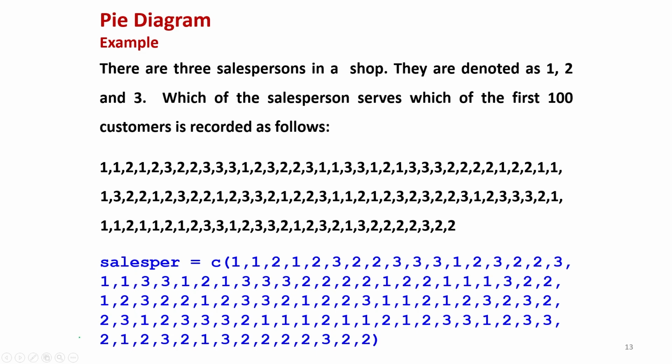So now let me take the same example that I took in the case of bar plot, that there are 3 salespersons in a shop which are indicated by 1, 2 and 3, and there are 100 customers who visited the shop, and we have recorded the data of which customer was handled by which of the salespersons. So for example, if I say 1 here, that is indicating the first and second customers were handled by salesperson number 1, the third customer was entertained by salesperson number 2, and so on. And this data is now stored in the data vector salesper.